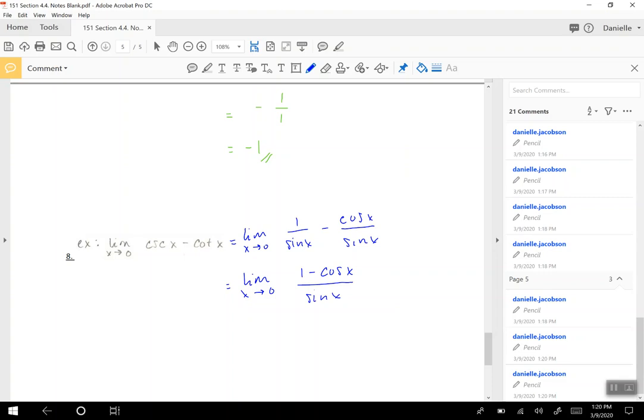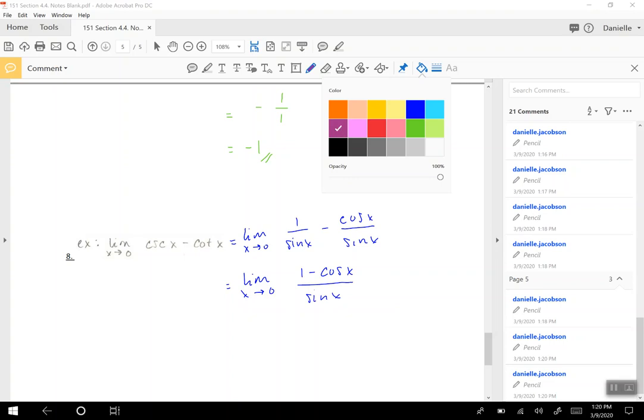All right, so now I have this in fraction form, which is good. Let's see if running the limit gets us anywhere, but I don't think it will. If you run 0 through cosine, you end up getting a 1. You'd get 1 minus 1, which is 0 on top. If you run it through sine, you get a 0. So this is still an indeterminate form, which means that we need to go through and use L'Hopital's rule.